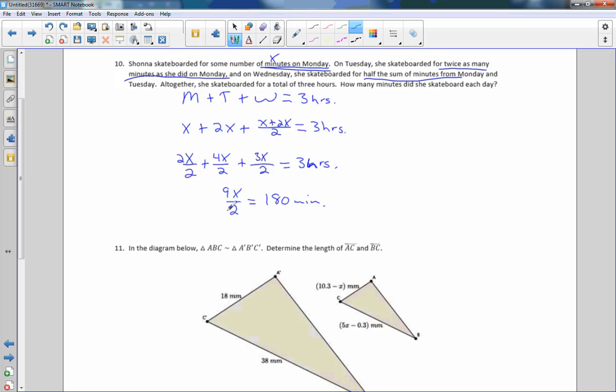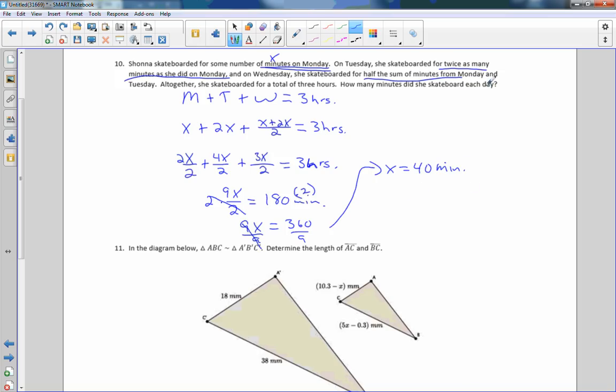Okay, so now I'm going to multiply both sides by 2. And when I do that, these cancel, and I get 9x equals 360. And then I divide by 9. 9's will cancel. And x equals 40, because 9 times 4 is 36, so 9 times 40 is 360.